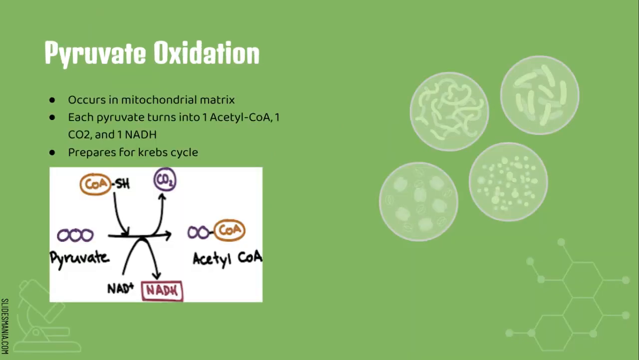Pyruvate oxidation occurs in the mitochondrial matrix. Each pyruvate turns into 1 acetyl-CoA, 1 CO2, and 1 NADH. It also prepares for the Krebs cycle.